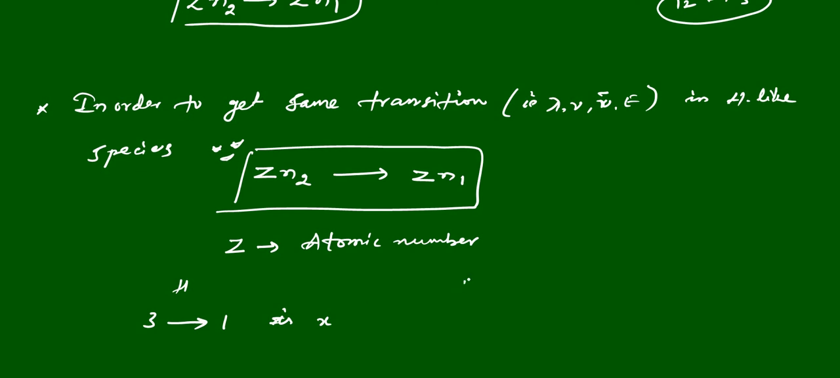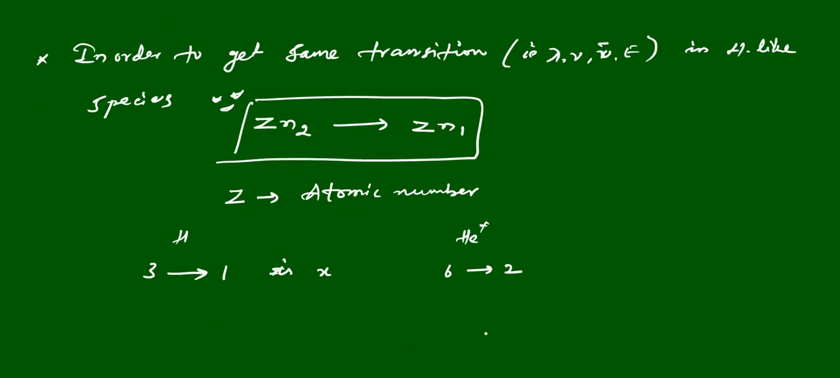Then what is the energy in case of helium ion when the transition takes place from the 6th orbit to the 2nd orbit? They'll ask. In this case, you can write directly: 6 to 2 means this is 2 into 3 and 2 into 1.